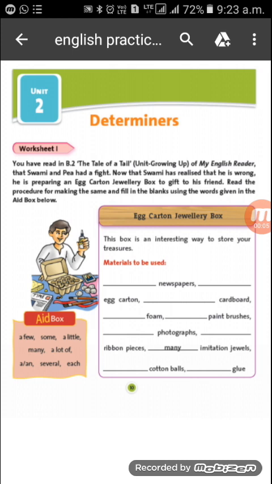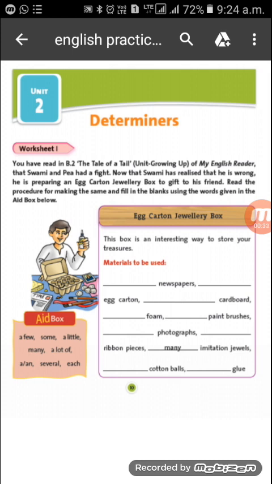Today we are going to start Unit 2 of our English practice book, that is determiners. Students, though we have done these determiners in the beginning of our online classes also, and we have spent almost a week on this chapter, but today we have to complete it in our practice book, because at that time most of you didn't have this practice book.